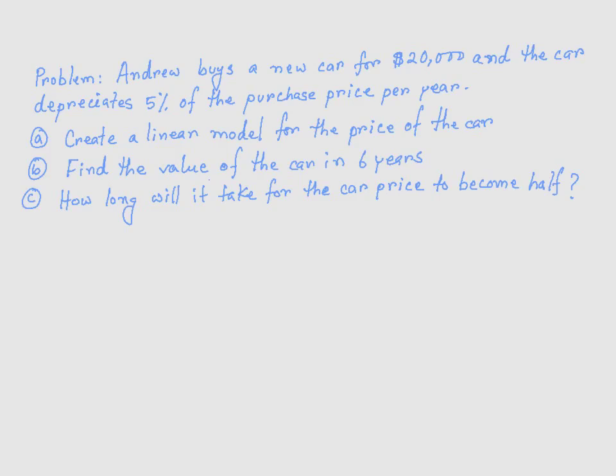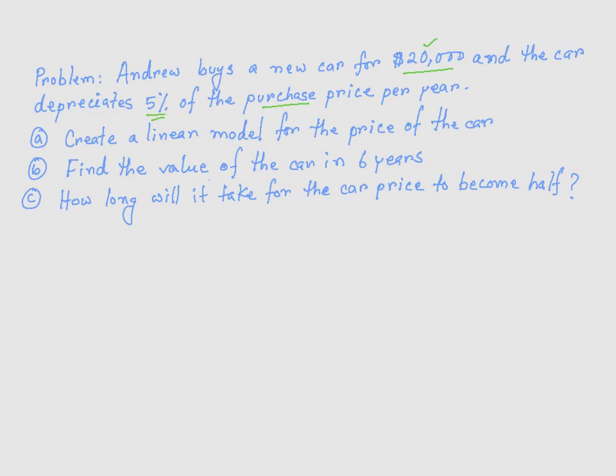In this problem, we are going to model the price of a car using linear modeling. Andrew buys a car for $20,000, a new car. The car depreciates, meaning its price goes down over time, 5% of the purchase price. So every year, the price of the car goes down by 5% of $20,000.